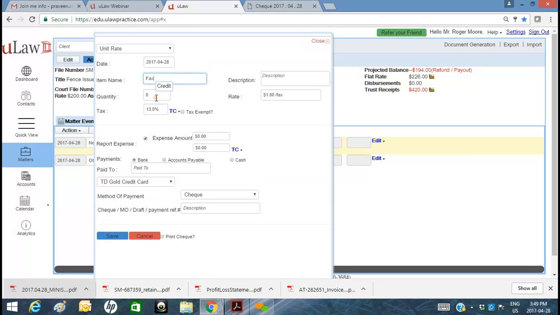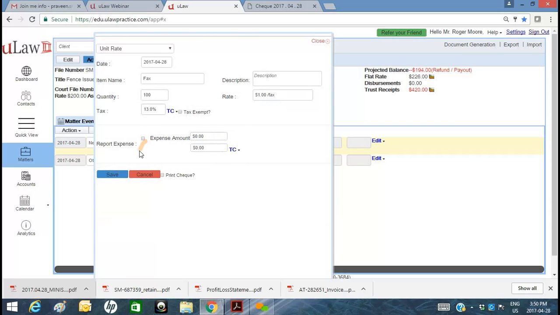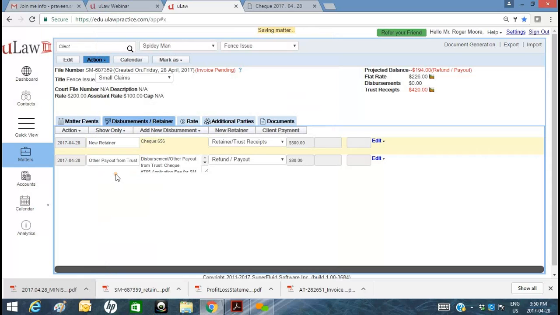So let's say I use an example of a fax, which is a unit rate. The screen changes and asks us, all right, how much of fax did you actually send out? So I'm going to say 100 faxes, and this is the rate that you probably want to charge your client. Okay? So let's say you charge your client $1 per fax, and you are now adding that 13% tax. You may also want to report this at the same time to your business, because then you probably paid for this through either a general credit card or your owner's pocket. So let's say for fax, you did it out of your office. I'm just going to go ahead and say no expense report. So now this gets applied.